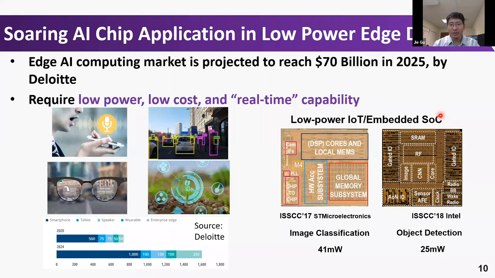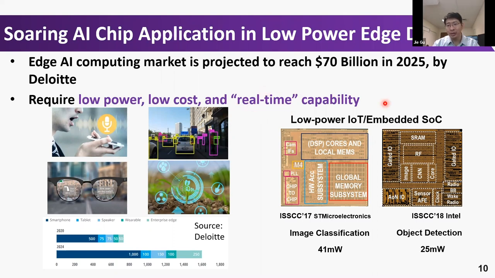I don't have to give too much introduction, as you all know, and many of you are probably working on it, that nowadays the AI chip is seeing rapid growth in the market. And we're not just talking about the high-end, high-performance computing chips used for data centers or the desktop. We are also talking about the AI chip used in edge devices or even IoT devices. As I'm showing here, projected by Deloitte, the edge AI computing market is projected to reach $70 billion in 5 years. So that's a big market. And what's important here is, of course, low power, low cost, and also real-time computing. I'm going to talk about that later.